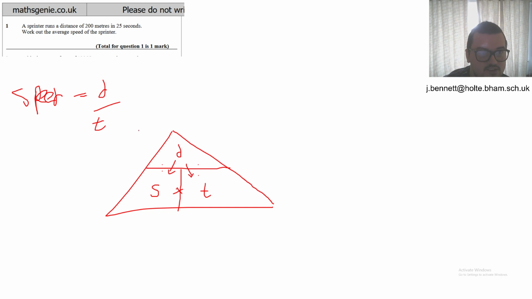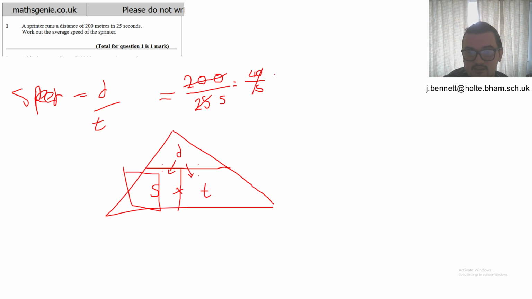So what have we got? We've got the distance, we've got the time. So we're looking for the speed. Distance divided by time. So 200 meters over 25 seconds. Can we divide further? Yes, they're both divisible by 5. So we can call this 5. We can call this 40. So we now have 40 over 5. Can we divide this further? Yes, 40 over 5 is 8. 8 meters per second. That is how we get the answer to the first question.